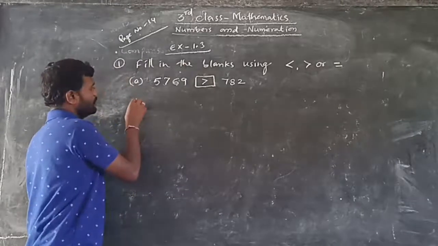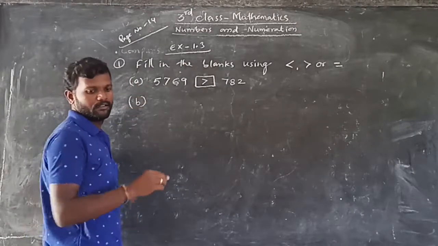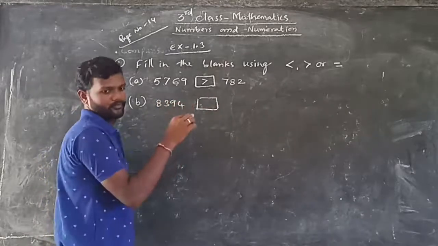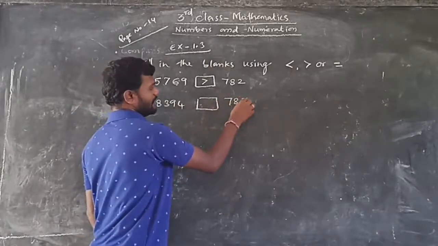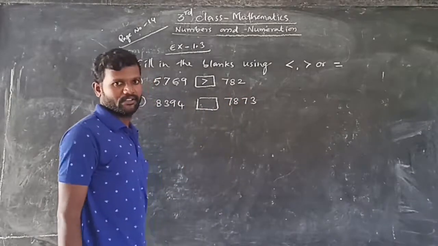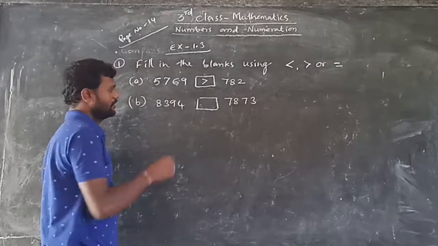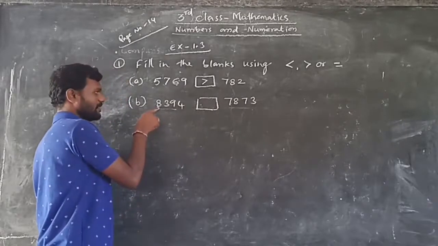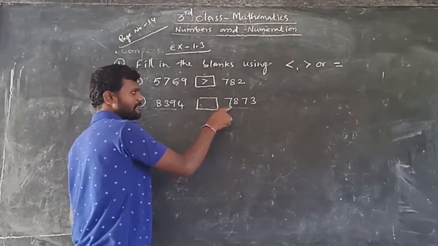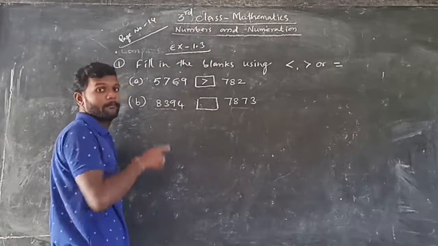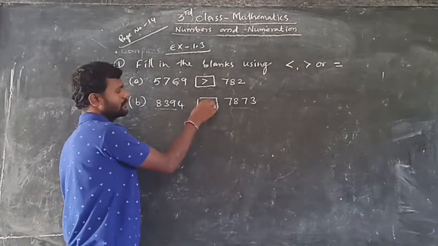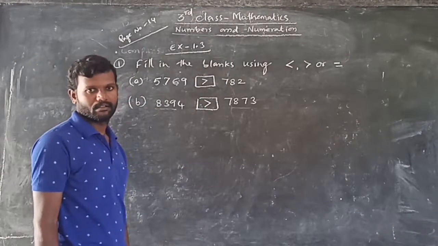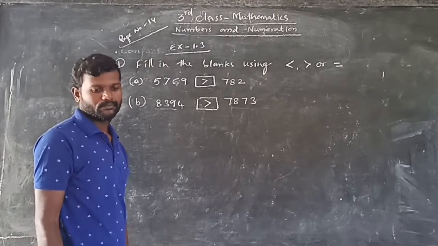Okay. Next, problem B: 8,394 and 7,873. Which is bigger of the two? How can we identify? 4 digits and 4 digits, the same number. Now observe the numbers from the start. 8 is the first number and 7 is the first number. Which is bigger? 8 is bigger. So you have to write this symbol. Okay. Next problem.